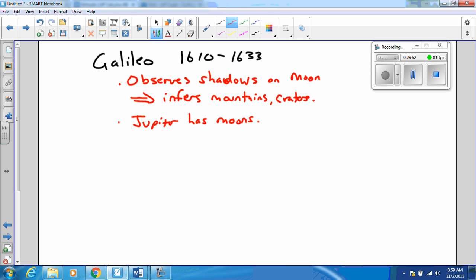Now, why is this a problem? Well, the top was a real problem because if the moon has shadows and craters, then it actually has depth to it. And the difficulty with that is that it called into serious question Aristotle's understanding of how motion worked.